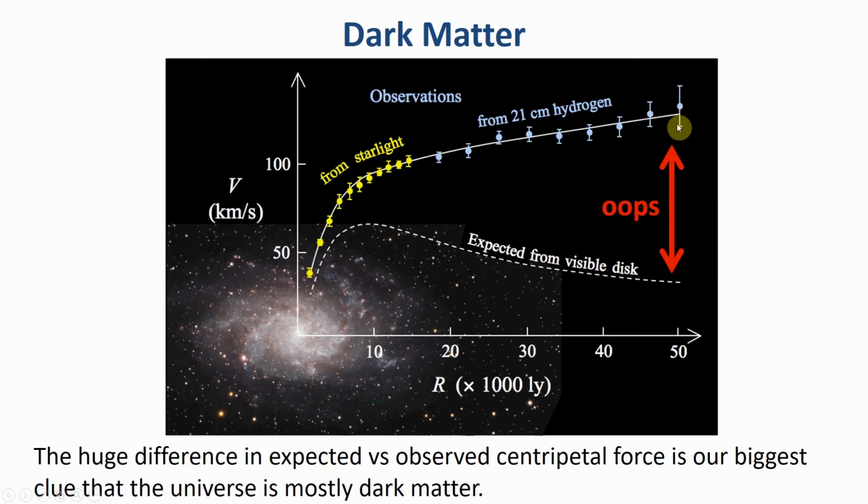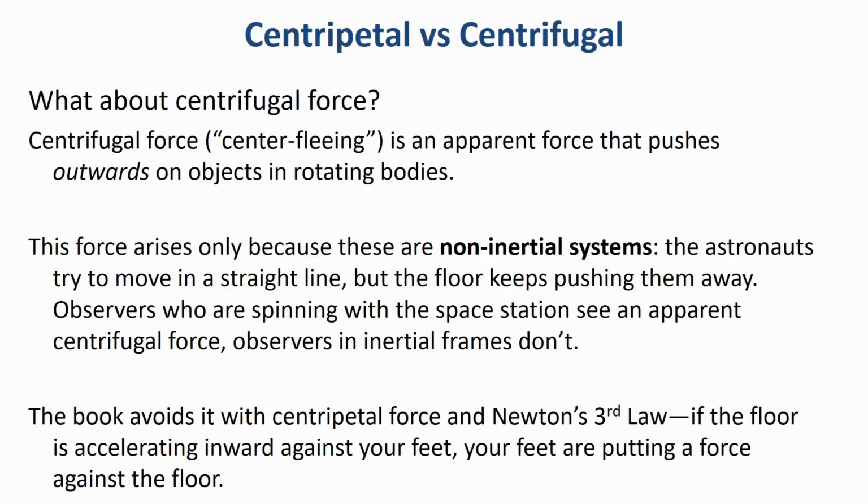That's strange. It's almost as though there's a whole bunch of extra matter somewhere that's giving us extra gravitational attraction, extra centripetal force that I can't see. This is our single biggest clue that the universe is made of mostly dark matter, and we have absolutely no idea what it is. All right, our last thought before we wrap this up.